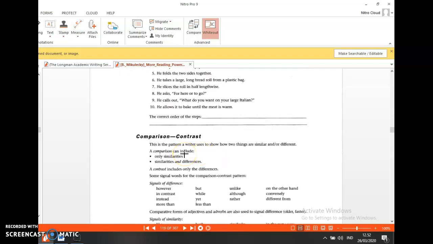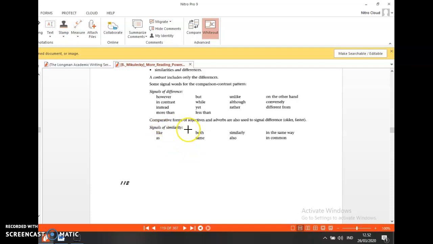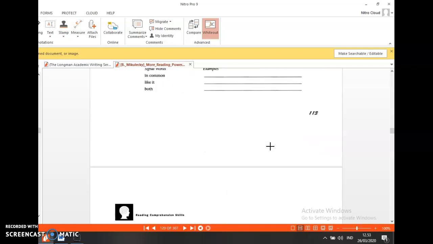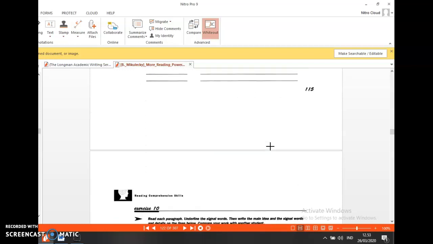Now we have comparison and contrast. A comparison can include similarities and differences. A contrast includes only differences. Some signal words for the comparison contrast pattern are as follows. We can read here: however, in contrast, instead, more than. These show you that the things are different. On the other hand, conversely, while. These show you that the things are different. Like, as, mirip, both, keduanya, same, sama, similarly, mirip, also, in the same way, sama, in common, keduanya show that the things are similar. Do the exercise, please.